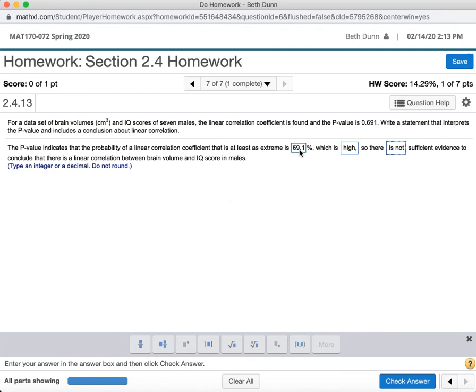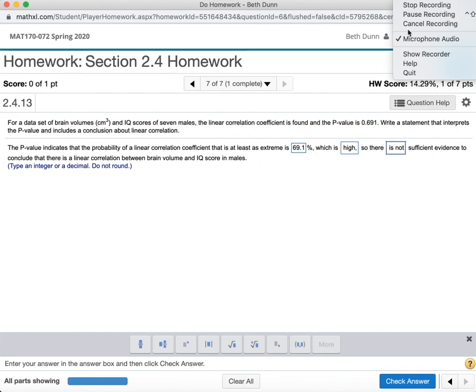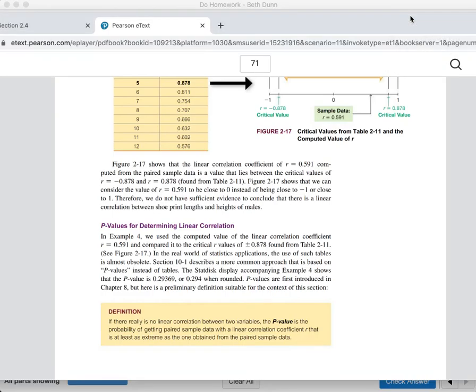I encourage you to look on page 71 and 72 in your textbook. So I'm going to pause this for a second and pull that up. Okay, so this is page 71 in your textbook, and you can see the definition of the p-value. If there really is no linear correlation between two variables, the p-value is the probability of getting paired sample data with a linear correlation coefficient R that is at least as extreme as the one obtained from the paired sample data. So that's like the probability that you make a mistake and say there's linear correlation when there isn't.